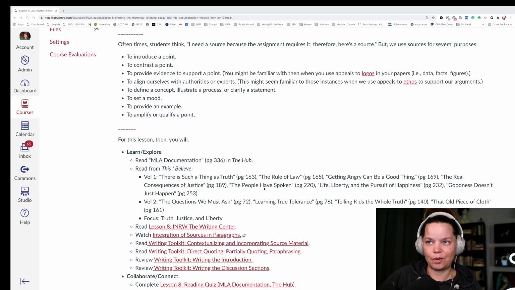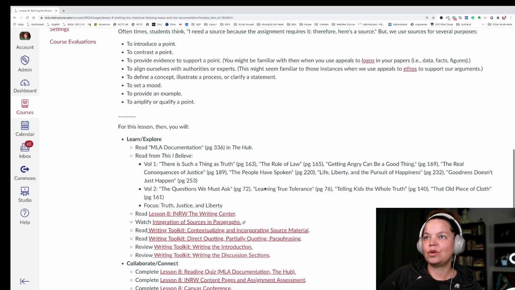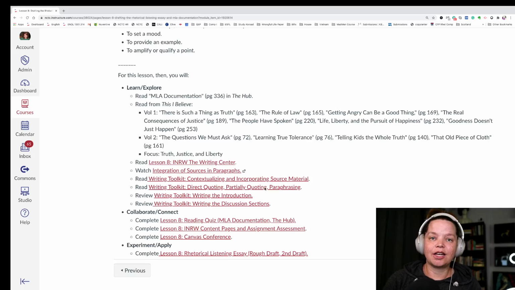So for this week, here's what we're going to do. You will need to read the MLA documentation chapter from the Hub. You will also want to read from This I Believe from volumes 1 and 2, essays that focus on truth, justice, and liberty. You'll also want to read the Lesson 8 INRW content page on the Writing Center.